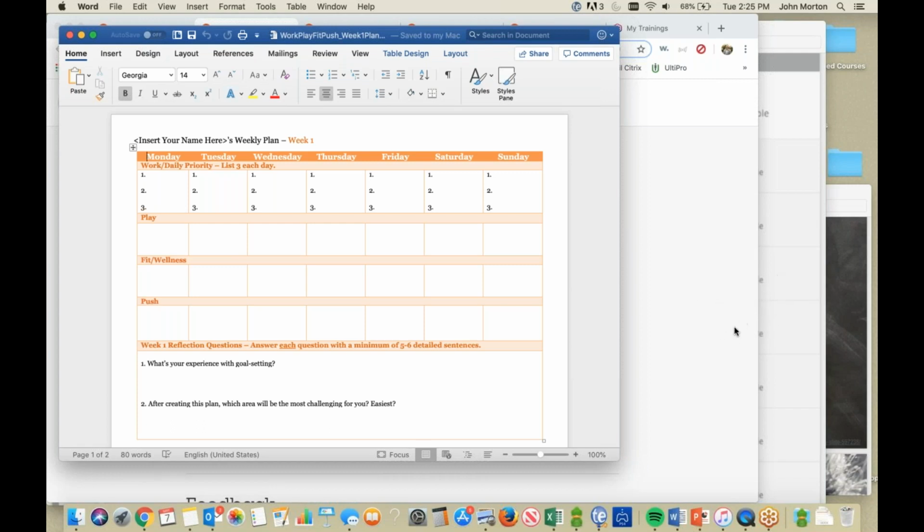Jordan did a good kind of brief Cliff Notes version of this. Your work daily priorities list is tasks you would like to finish each day. Yep. The play section is something that you enjoy doing each day. Yep. Fitness and wellness, fairly self-explanatory, and push is a task that pushes you closer to your goals, your bigger, more overarching goals for life. Absolutely.